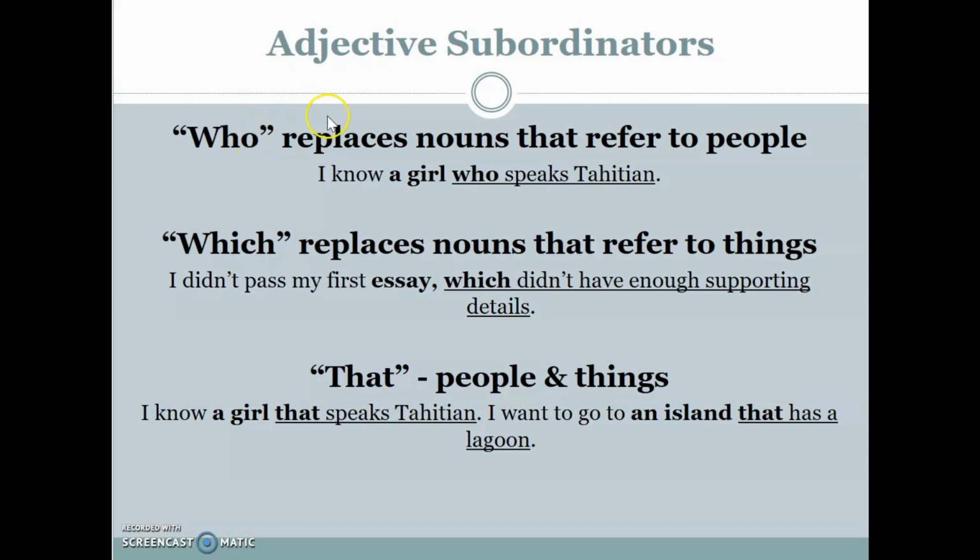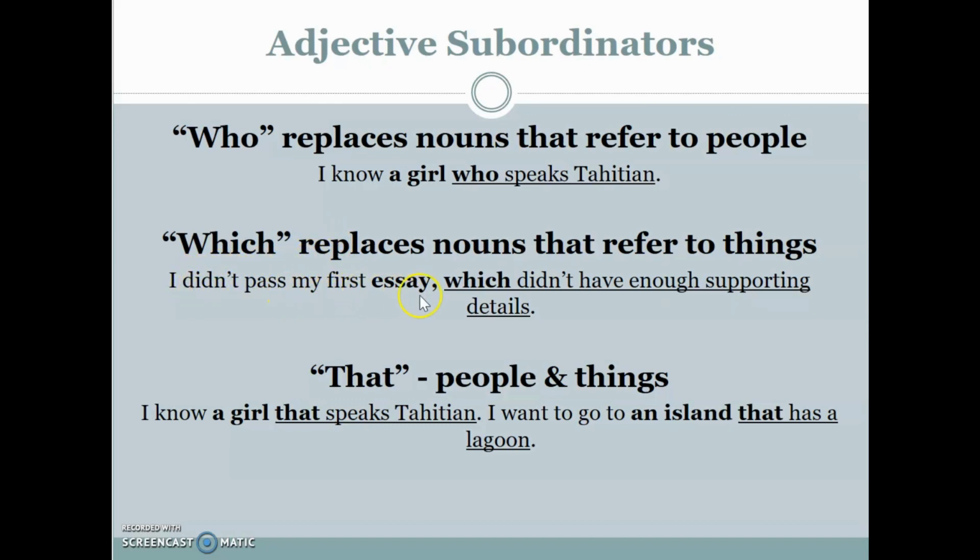Now let's talk about adjective subordinators. These are three common adjective subordinators: who, which, and that. Who replaces nouns or pronouns that refer to people. For example, I know a girl who speaks Tahitian.